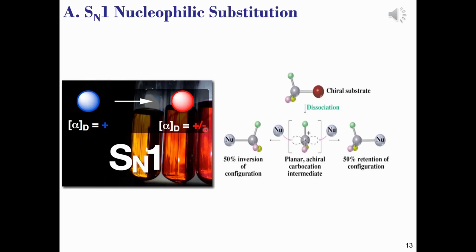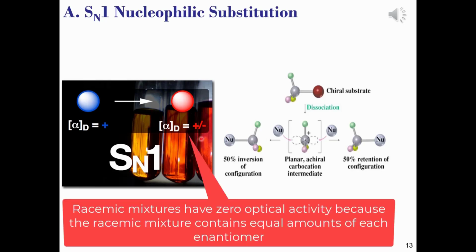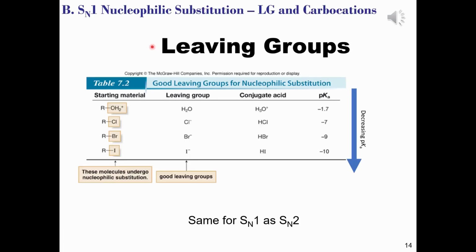And so what happens is we end up with a 0 optical activity reading. This concludes part A. In this video we're going to have a recap of leaving groups and talk about the structural features that stabilize carbocations.